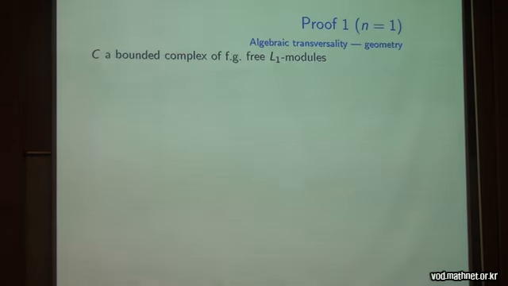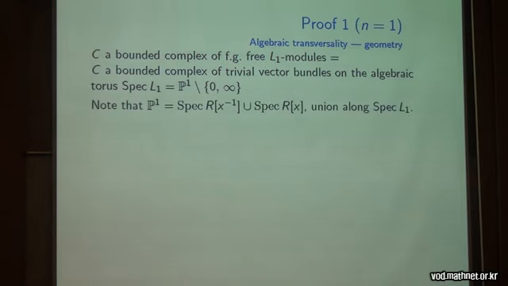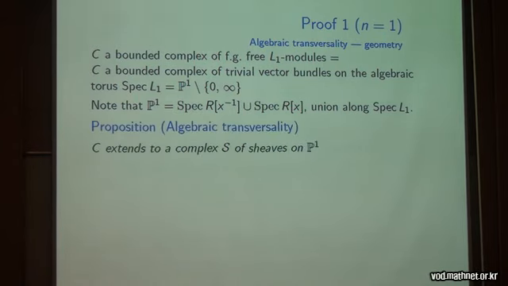We're all algebraic geometers. So we have our bounded complex of trivial vector bundles on an algebraic torus, spectrum of L1. Now this is P1 with 2 points removed, namely 0 and infinity. Okay, you think of P1 as a union of two spectra of polynomial rings, right? As a union of two affine lines, and the union is along the algebraic torus. So you can see the three rings already appearing here.